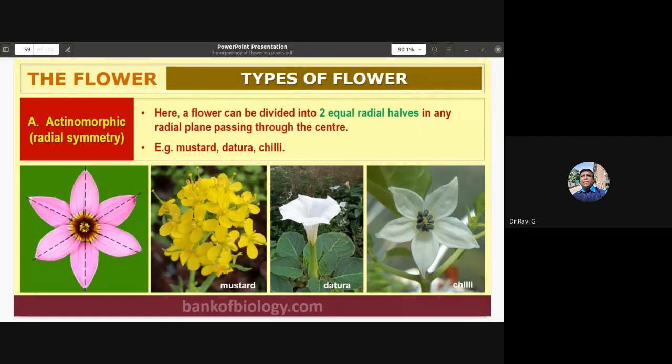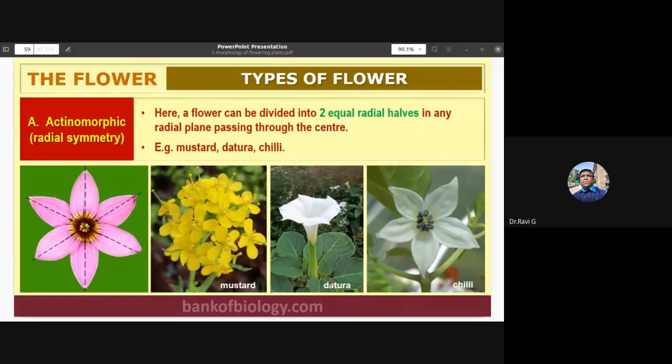And then the next slide was the datura flower. Datura, as I have told you, grows wildly. You might see it in empty vacant places, where it grows as a weed. So they have this flower which looks funnel shaped. We call it infundibuliform corolla. Because they look funnel shaped, they are called infundibuliform corolla. So even this corolla can be divided into two equal halves in any plane of division.